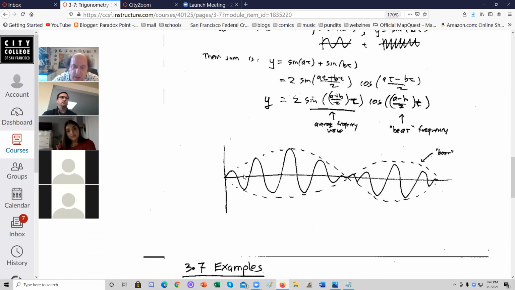So you get this wave which rises and falls and rises and falls in amplitude. And that's called a beat frequency. It's wow, wow, wow, wow, wow, and so on.